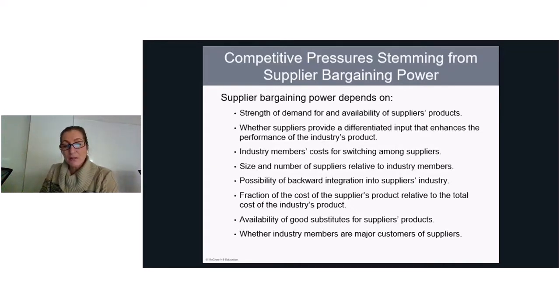We also need to look at whether the industry members are major customers of the suppliers. So if a particular supplier only services and supplies one organisation, then that organisation holds the power, not the supplier.